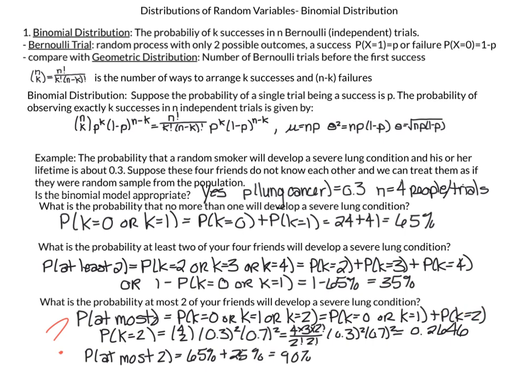Probability k equals 2. In this case, n choose k is 4 choose 2. A success is 0.3, and there are 2 successes, and 1 minus 0.3, which is 0.7, are the failures, and there's 2 failures, so that will give us approximately 26%. So to finish our problem, probability at most 2, we're going to add our 65%, that's probability 0 or 1, to our 26% over here, and we get something close to 90%. Your book has a different answer for this problem, but I think it's wrong.